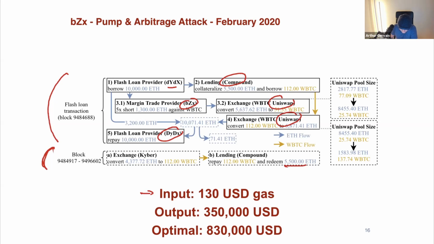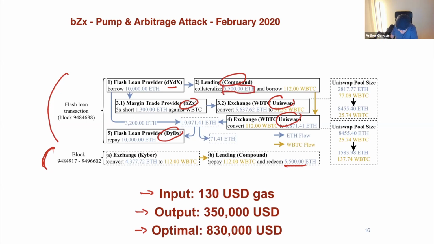The ultimate output that the adversary got was about $350,000. And we found that with our optimization framework that I will discuss in a bit, the optimal parameters at this particular blockchain state would have yielded $830. So when I say optimal parameters, what I mean technically is those numbers here.